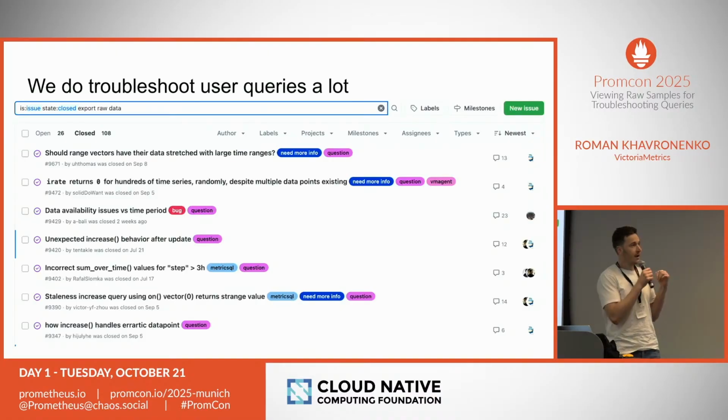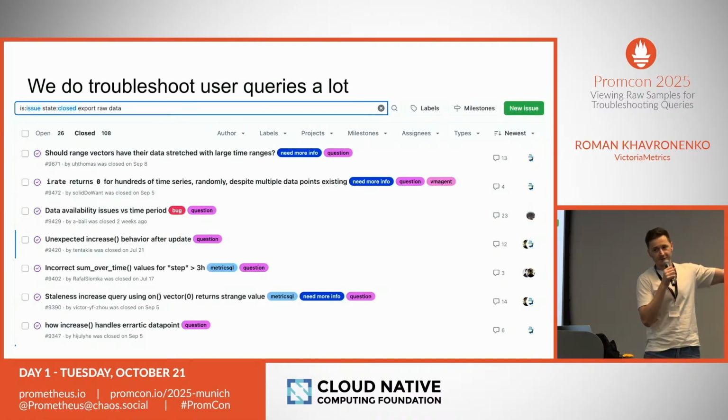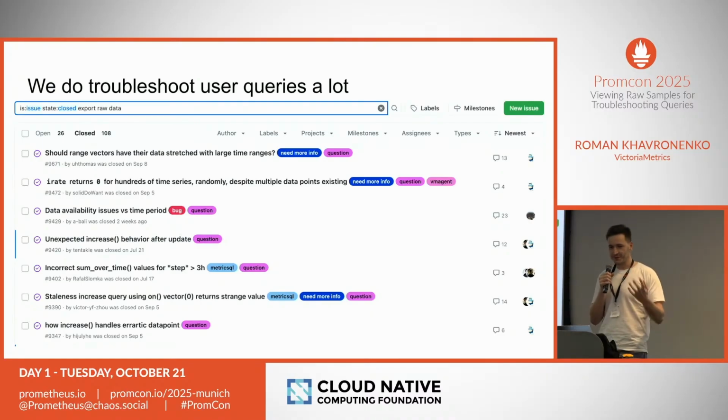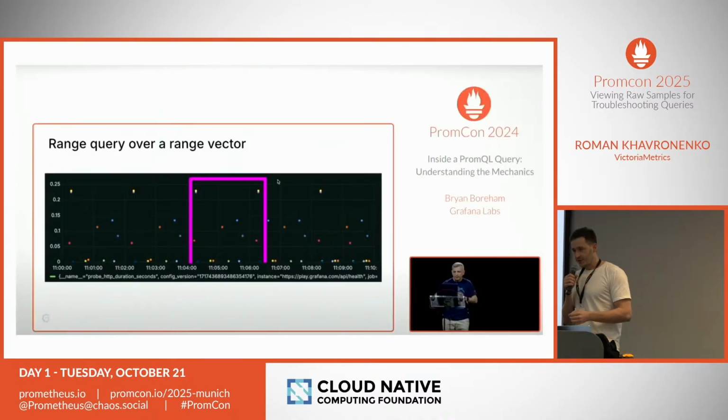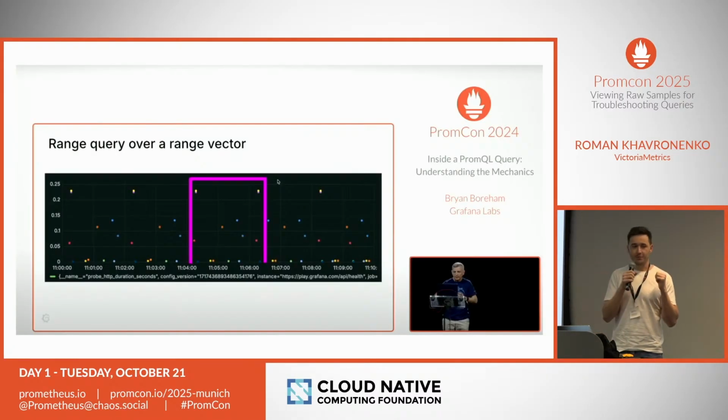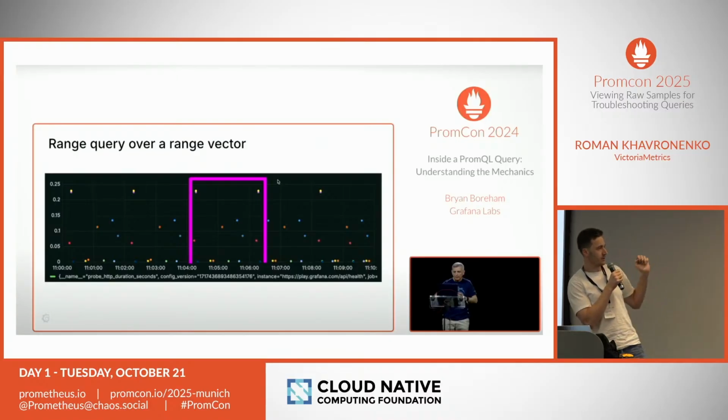Usually, to solve this problem, I ask users to export raw data to see what's actually happening. This talk is here only because at the previous PromCon in 2024, Brian Brazil made a talk explaining how PromQL works under the hood, and he showed a nice trick for showing the underlying data in Grafana.